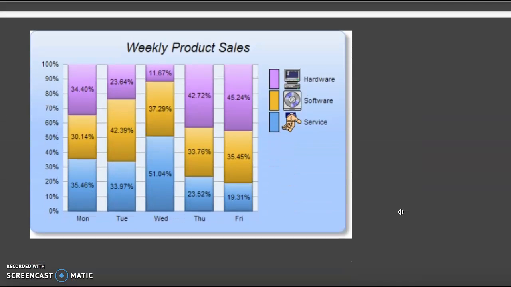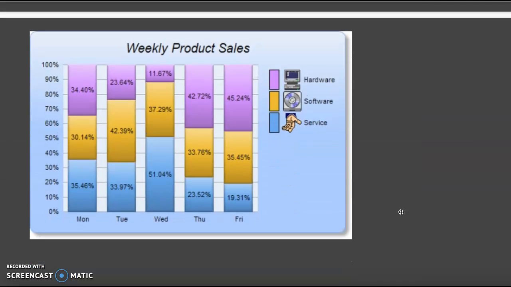So here we have another example, a little bit more detail. So we have hardware, software, and service. If you don't know what those are, it doesn't really matter. Notice all the bars are the same height. That's important. And these actually have the numbers inside them, so that's handy. And so you can see that Friday, you have the least amount of service on Friday. And they have the least amount of hardware on Wednesday.